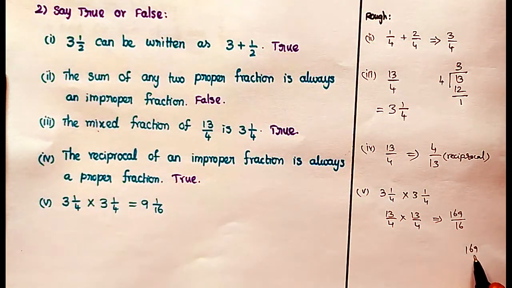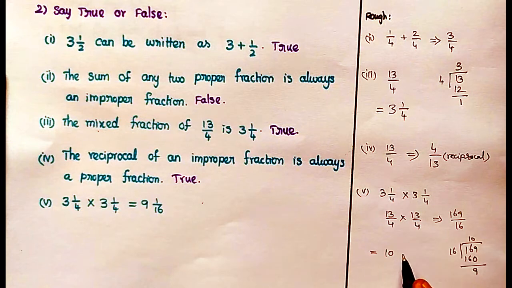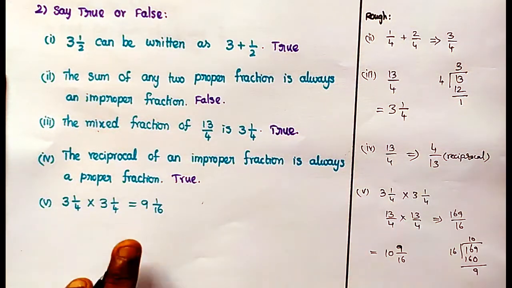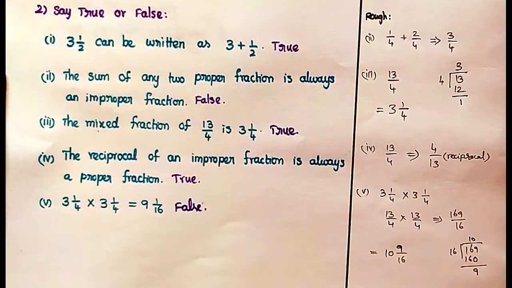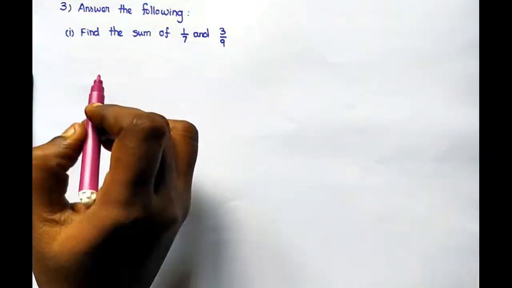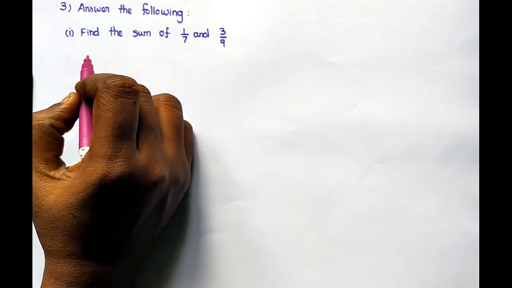So divide 169 by 16, that is 10 times 160, remainder 9. So how will you write that? Quotient, remainder by divisor, 10 9 by 16, but they have given 9 1 by 16, so that is also false. That is the answer. Third sum, answer the following.